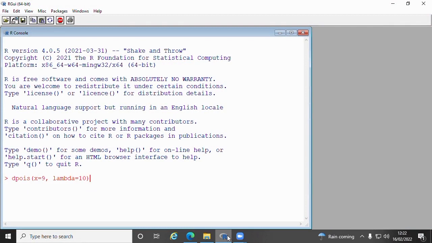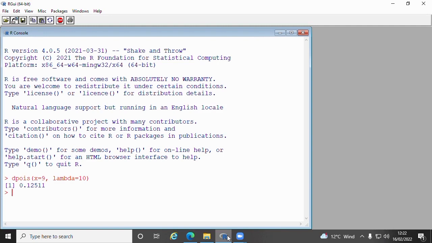So we have a function named dpois. pois stands for Poisson, d stands for distribution. This will calculate the Poisson probability when S equals 9, when lambda equals 10. So this is the probability that, for a Poisson distribution with lambda equal to 10, we obtain an S equal to 9.